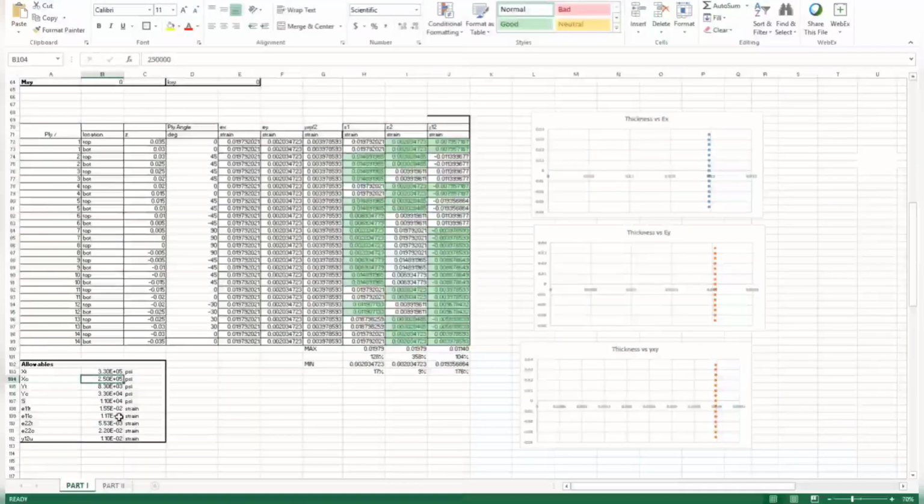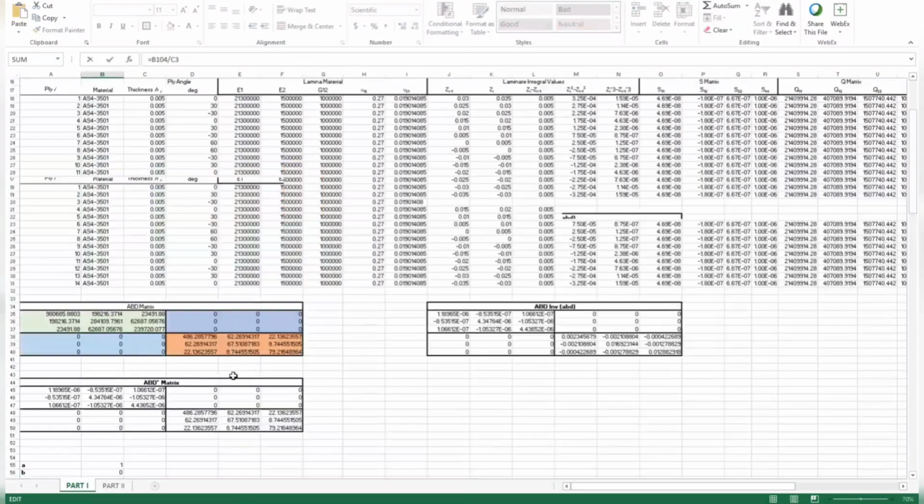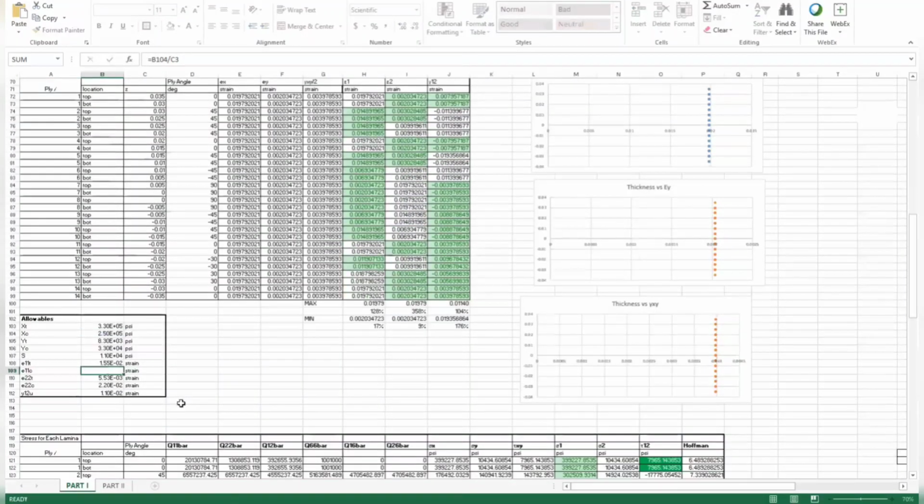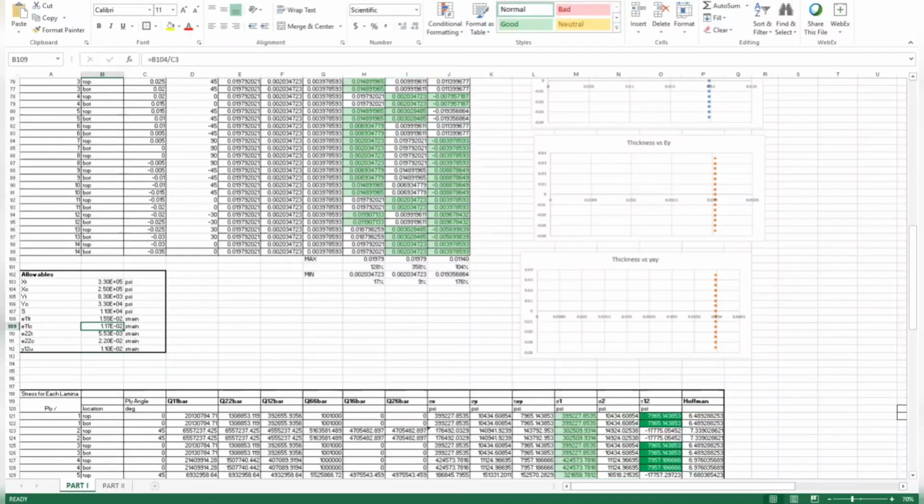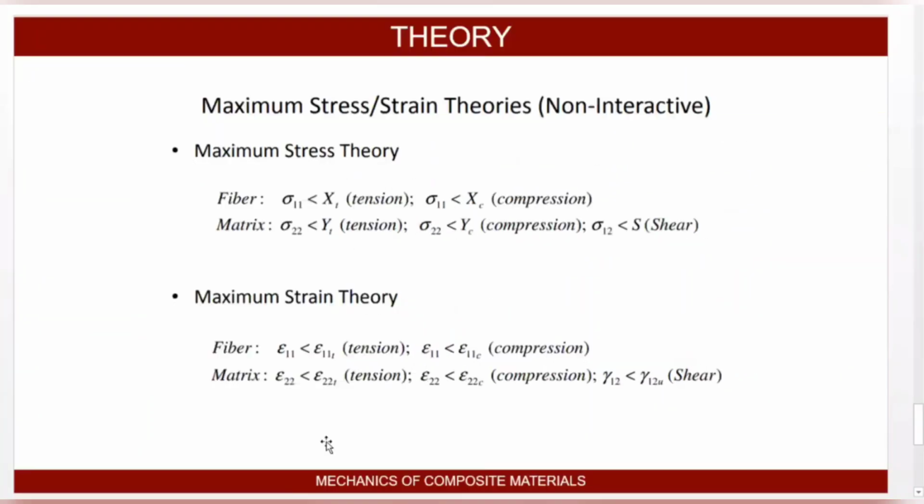Same with C, you have X sub C, which was given, and then divided by E1. And then in the transverse direction, you'll use E2 and so on and so forth. So that helps you develop your strain allowables. And same rule, you now have your strain allowable, and you have your per ply strains, and you want to stay under the allowable per ply.